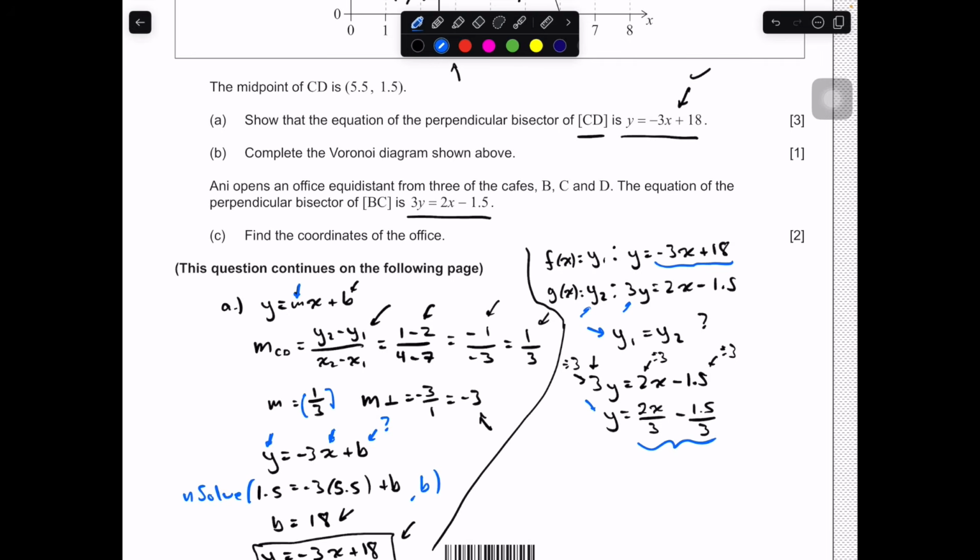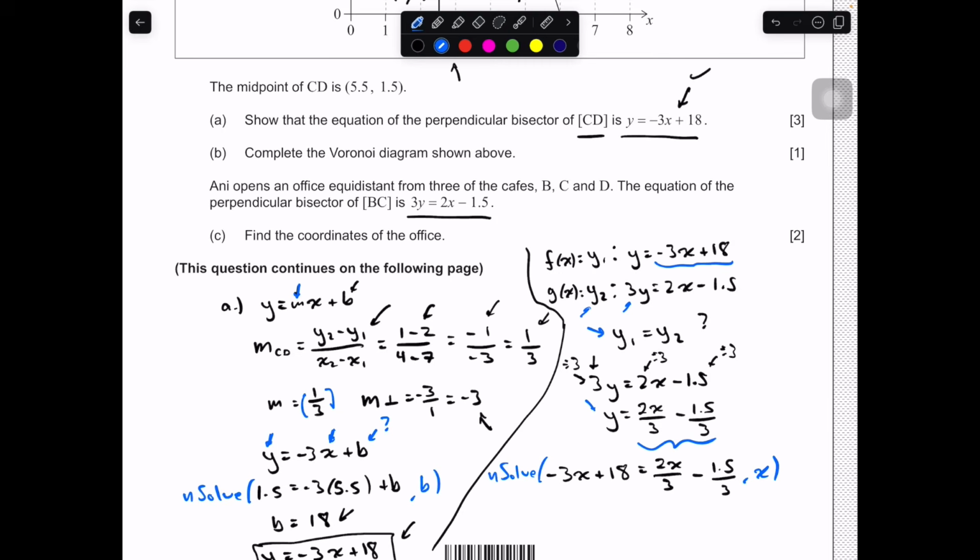Alright, so here we go. This is our y1, and it is negative 3x plus 18. And this is our other equation. It's 2x over 3 minus, and let's leave it like this. The calculator will accept it even though it looks a little funny. And now we can find our value of x. And so let's go ahead and then solve. To be honest, it's a fairly elaborate question for only 2 marks.